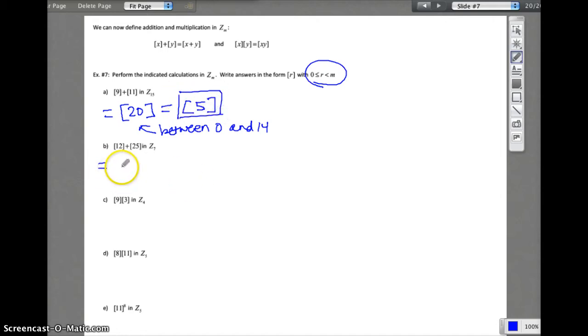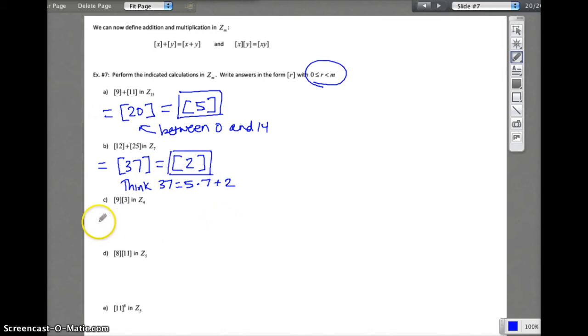Same idea here, 12 and 25, we get 37. So what I think about is 37 divided by 7. I know 37 is 5 times 7 plus 2, so a remainder of 2. So this is congruent to 2 when we're working modulo 7.